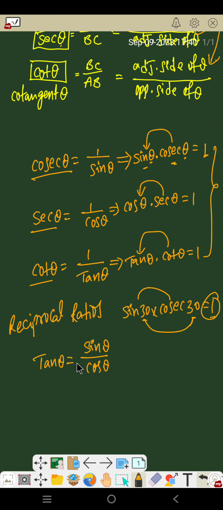See, tan theta, how can you write it down? Sin theta by cos theta. And cot theta, how can you write it down? Reciprocal of tan theta. Do the reciprocal: cos theta by sin theta. So tan theta we can write as sin theta by cos theta, and cot theta we can write as cos theta by sin theta.